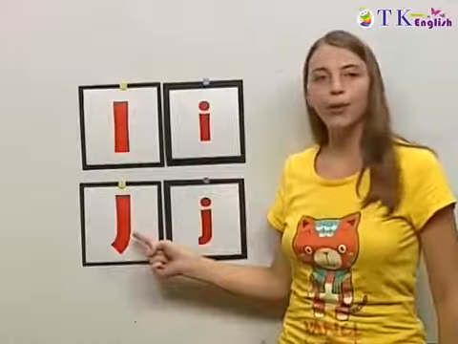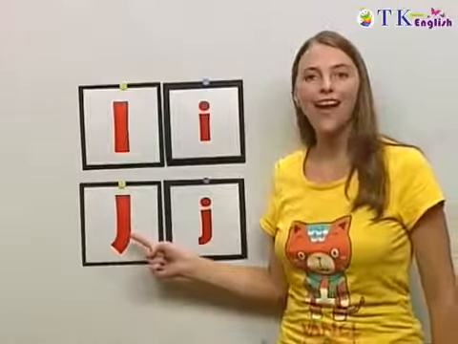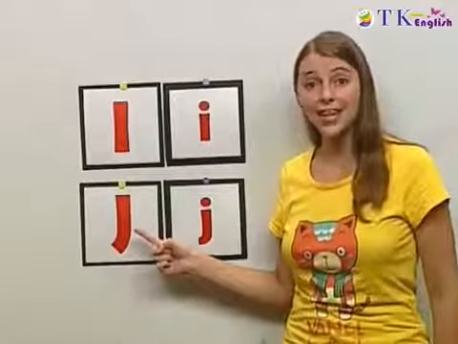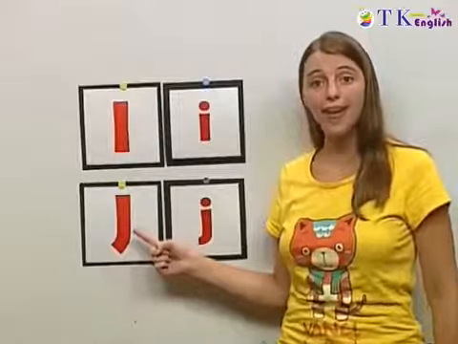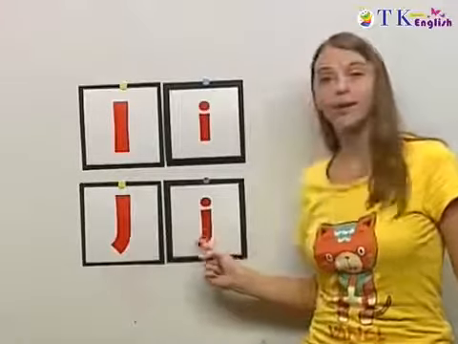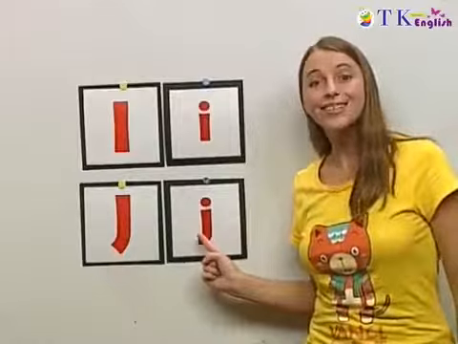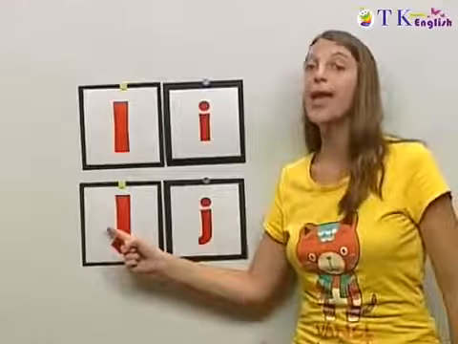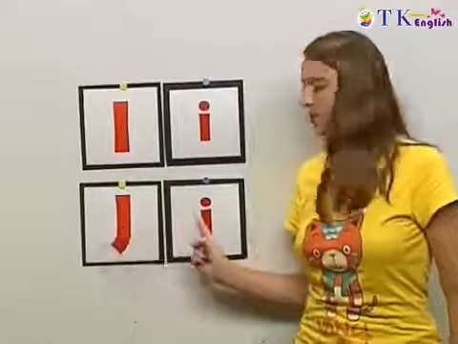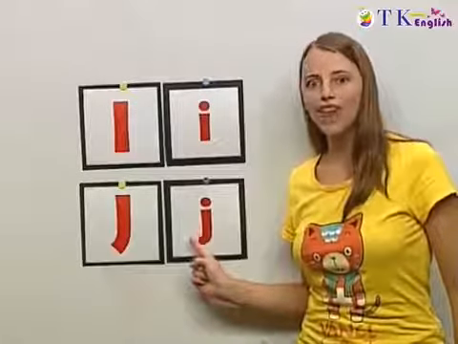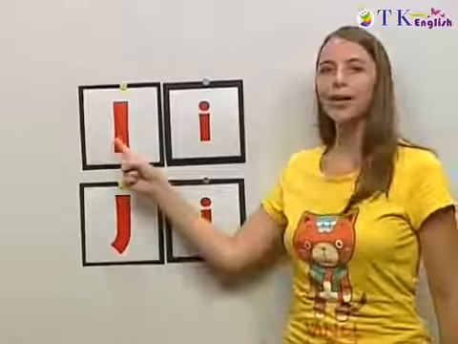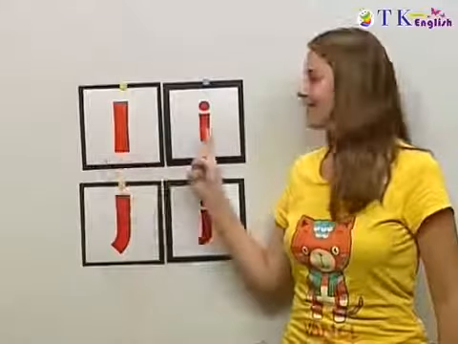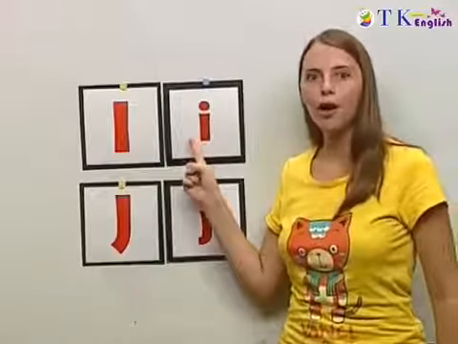Now, what is this one? Right, it's a capital J. Yes, it's a capital J. And what about this one? Yeah, it's a small J. So this one, capital J. And this one, small J. Right. This one, capital I. And this one, small I.